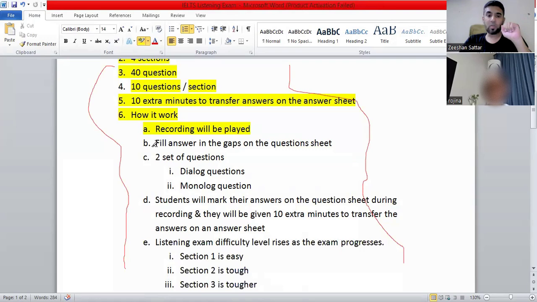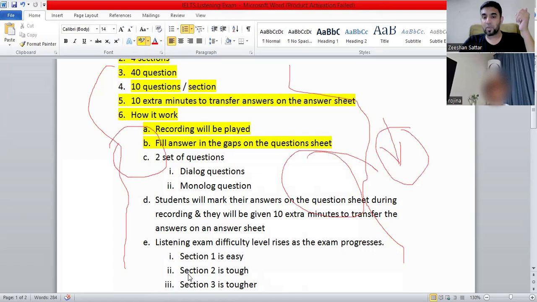Number 2, fill in the blank. The students are required to fill answers in the gaps on the question sheet. Gaps are normally given on the question sheet, and in these gaps, students have to mark their answers. For example, if you see this sheet, the students will be given some sheets. Here the keyword name is given, and the student has to write the answer on this question sheet. He will write the answer here, she will write the answer here in this gap. The answer will be given in this gap, in this gap. In this way, it will proceed further, and the question sheet will be filled by the students during the exam time, when the recording is played by the examiner.